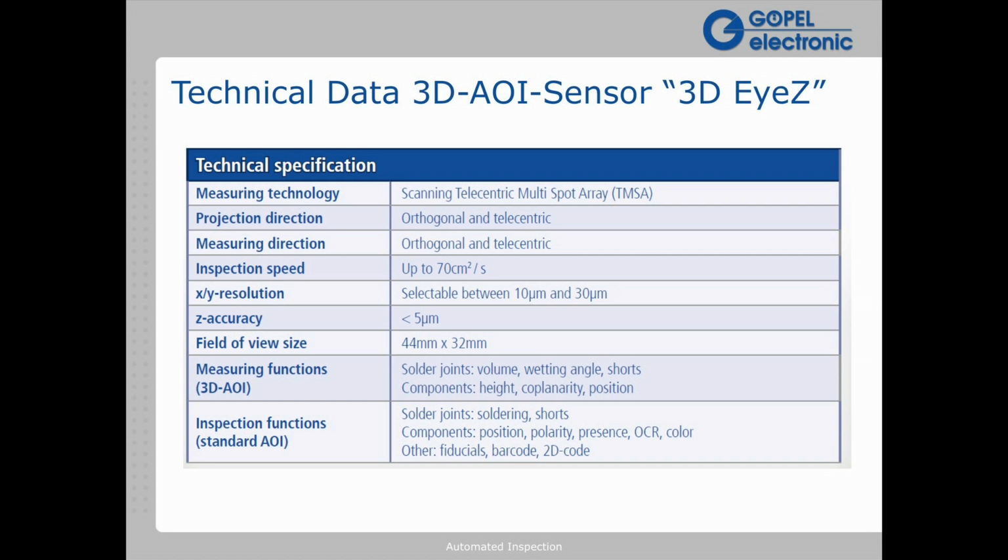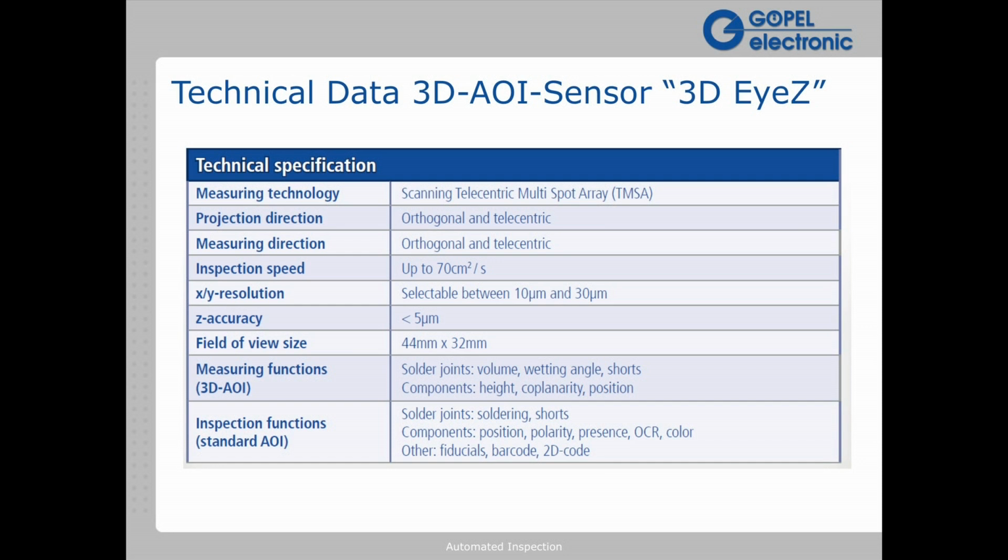The XY resolution of this new system is selectable between 10 microns and 30 microns. And the Z accuracy, probably the most important spec here, is less than 5 microns. So as you can see, we have a high degree of ability to resolve variation in the height and the Z-axis of components on the board. The field of view size is 44 millimeters by 32 millimeters, and as I mentioned, we scan that across the board surface to be able to measure the entire board.